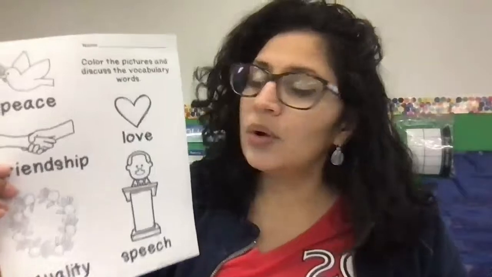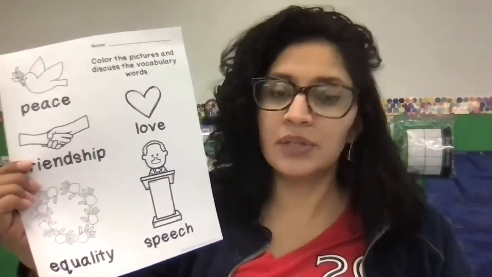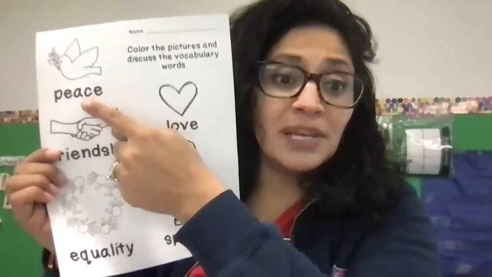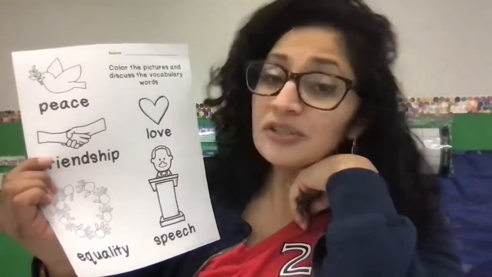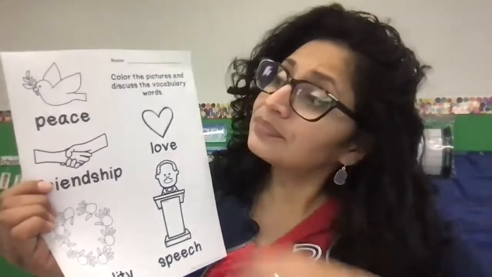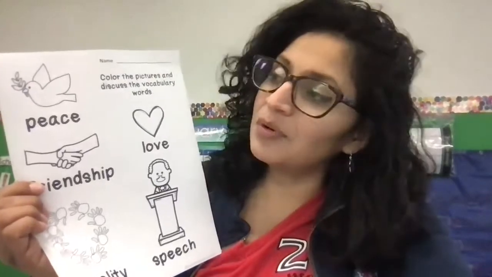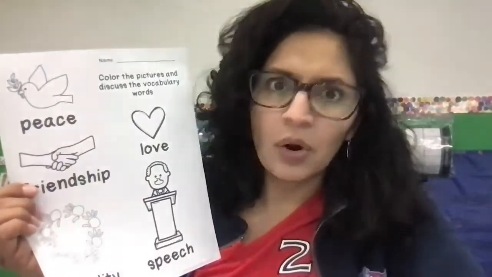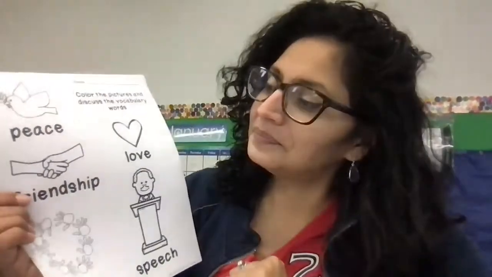And for the activity today, you can either print it or you can take a snapshot on your iPad and just use the markup feature. Because really, we just want to get to know the vocabulary words that we associate with Dr. Martin Luther King. The first one being peace. The international sign of peace is an olive branch. It's the branch of the olive plant. A white dove is also another symbol for peace. That's why we have it here. So you would leave the dove white, or you can color it a little gray. And then the olive branch, you can color that green.